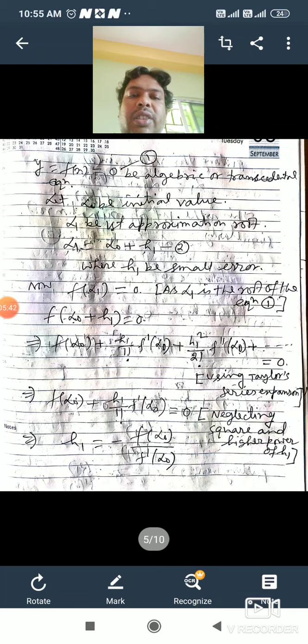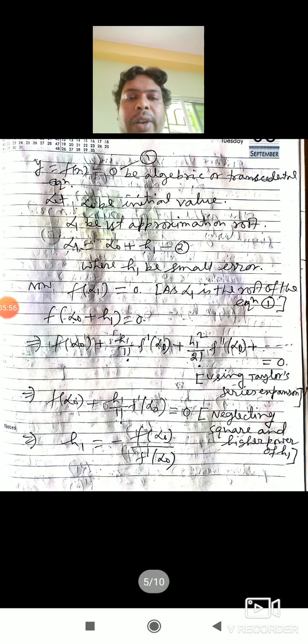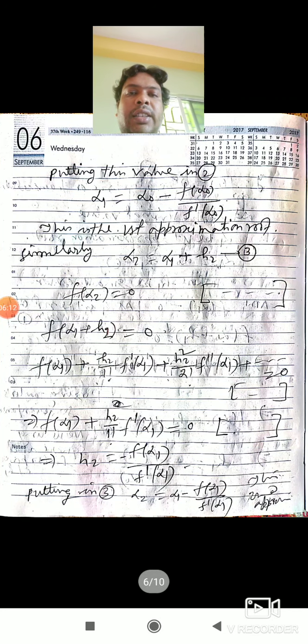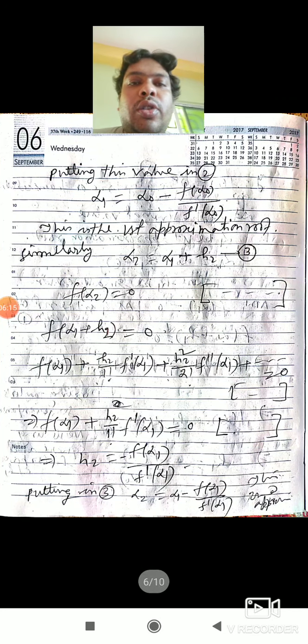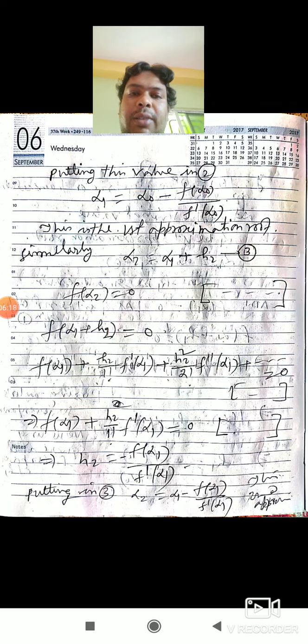Using Taylor series expansion, we get f(α0 + h1) = f(α0) + (h1/1!) f'(α0) + (h1²/2!) f''(α0) + ... = 0. Now, neglecting h1 square and higher powers of h1, f(α0) + (h1/1!) f'(α0) = 0. So we get h1 = -f(α0)/f'(α0). Putting the value of h1 in equation 2, we get α1 = α0 - f(α0)/f'(α0). This is the first approximation root.